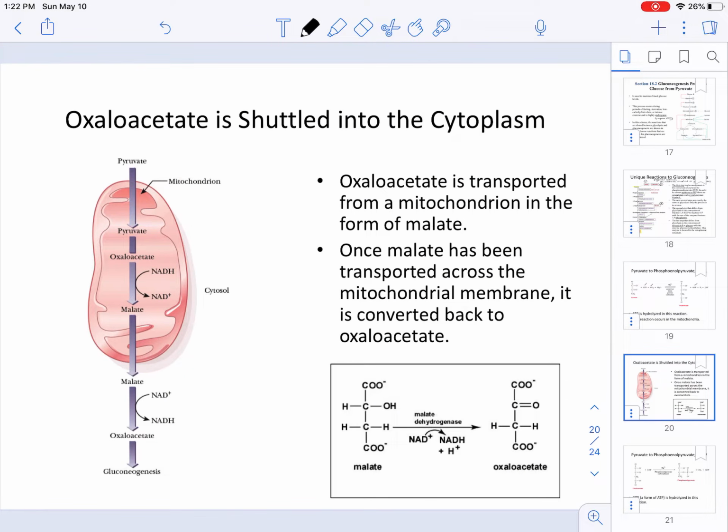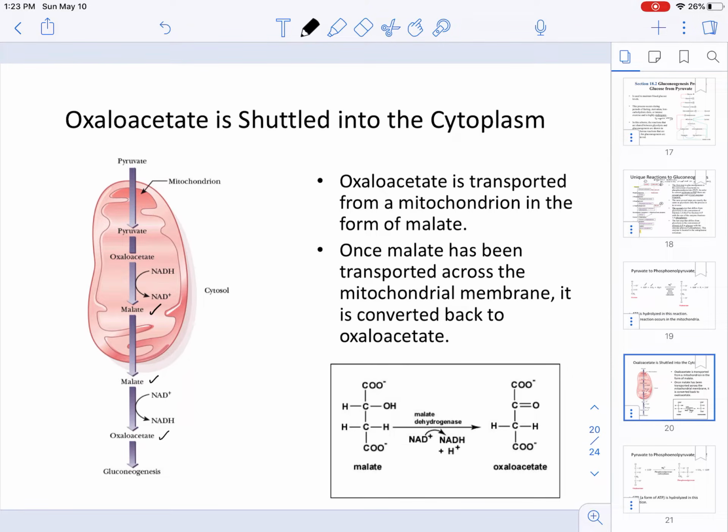So once this oxaloacetate is processed, remember, pyruvate is going to enter the mitochondria, convert itself to oxaloacetate, then oxaloacetate will be converted to malate. Malate will be shuttled into the cytosol to then form oxaloacetate again, and then we are going to be shuttling it through gluconeogenesis. Now, understand that the oxaloacetate must be transported from the mitochondria in the form of malate.